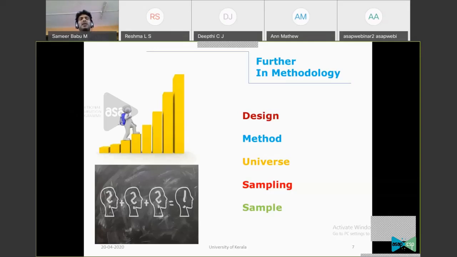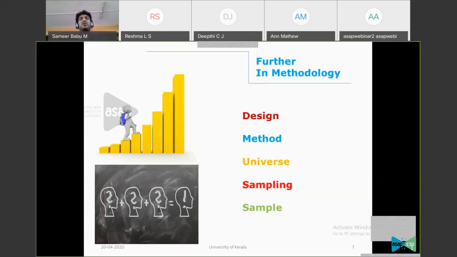Then, if the geographical area or spread of the population or universe is very vast, you can go for cluster sampling or multi-stage cluster sampling. We are dividing the entire universe into clusters and selecting a few clusters for your study. And finally, you have to study the entire cluster. That is cluster sampling.